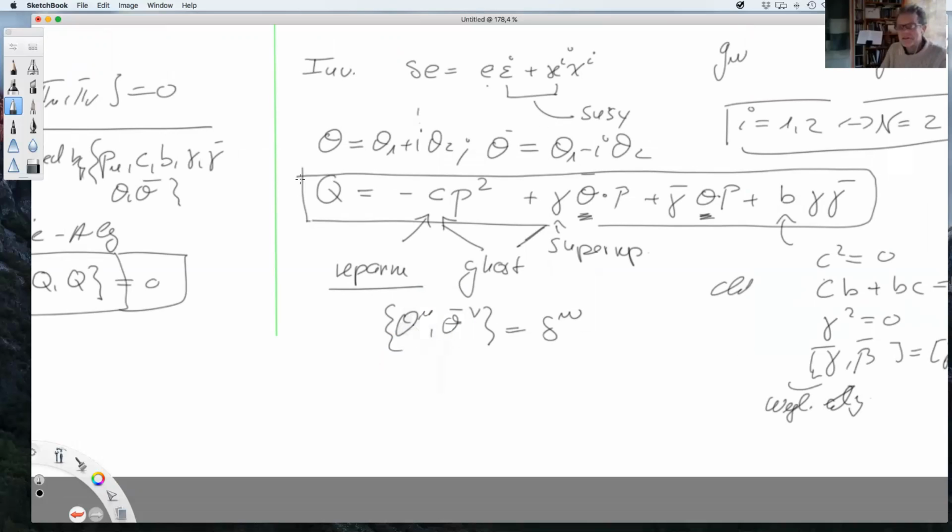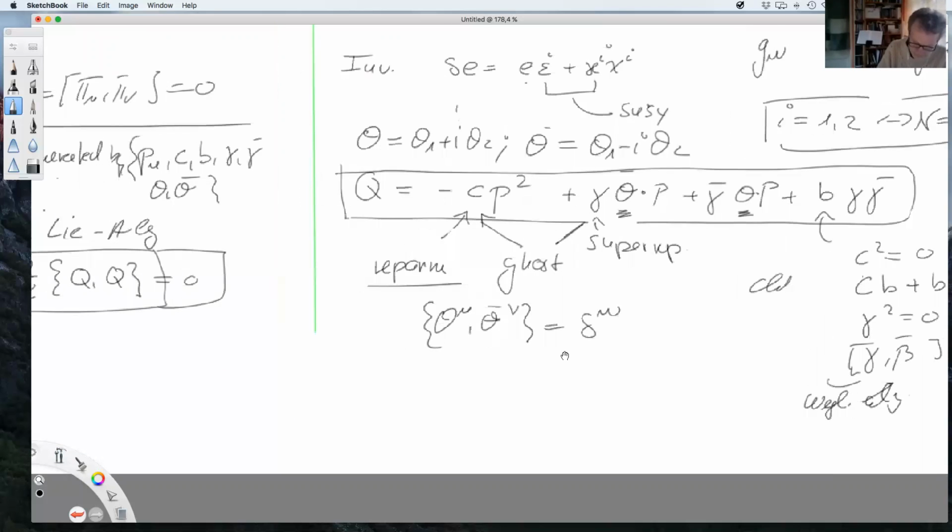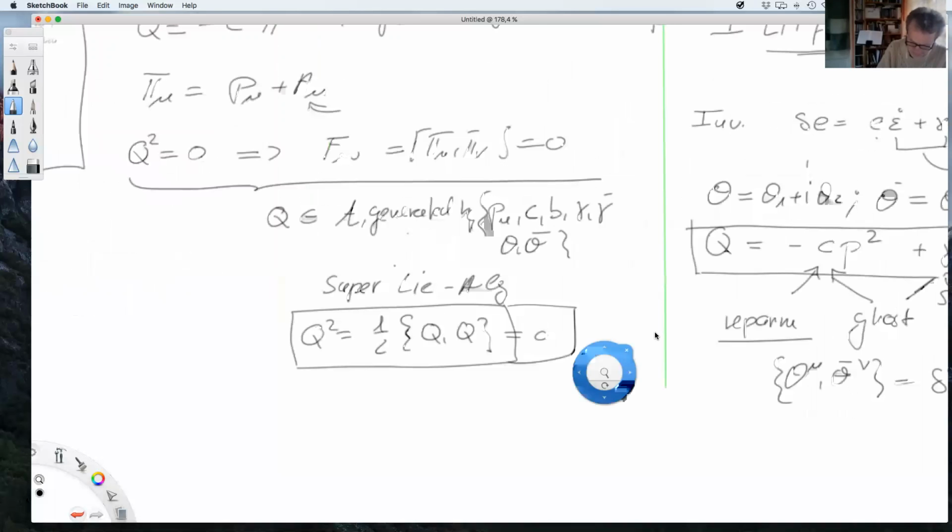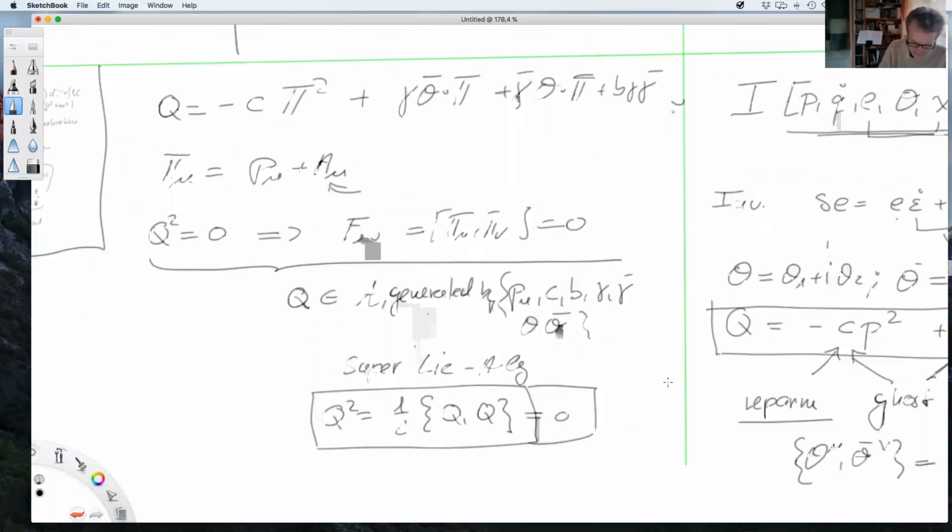Now we can ask, what are possible deformations of it? Can I deform this element such that I preserve nilpotency? And what does it mean? So basically that's what we're going to do. The way we're going to deform it is we're going to couple it to background fields. And by this I mean we introduce connections like this.